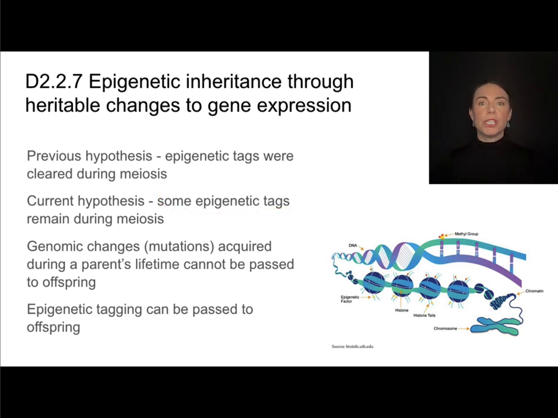Now, it's important to differentiate between genomic changes and epigenetic tagging. Genomic changes are changes to the base sequence of the DNA. Those are mutations. Mutations acquired by parents during their lifetime are not passed to offspring. However, epigenetic tagging can be passed to offspring. So you can actually inherit patterns of genetic expression from your parents.